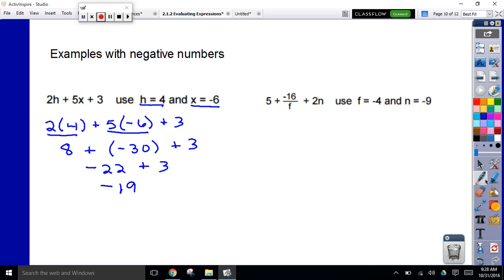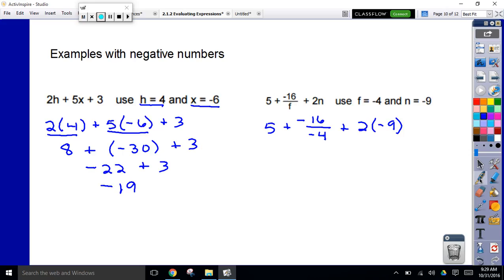What does this fraction bar tell us to do? Divide. Plus 2n, this is multiplication. So I have 5 plus, wait, let me fix that 5 because it's a little messy. There we go, 5 plus negative 16 over f, which is negative 4, plus 2 times n, and n is negative 9.